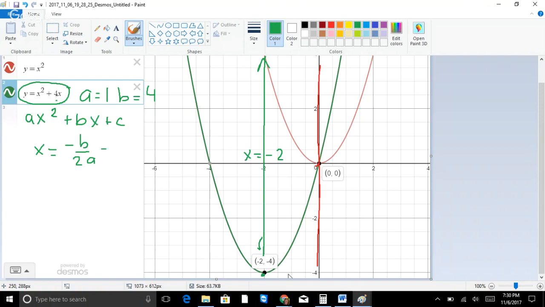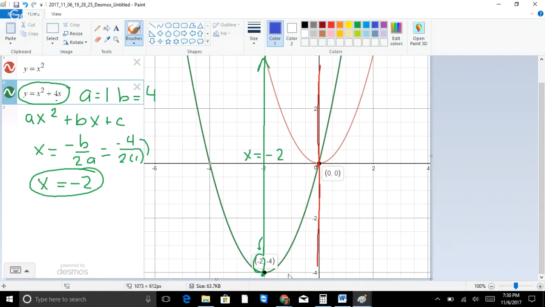So x equals -4 over 2 times 1. So our x value is -4 divided by 2, which is -2. Huh, look at that, it works out. What we calculated is that our x value is -2, and the line of symmetry is when x equals -2.